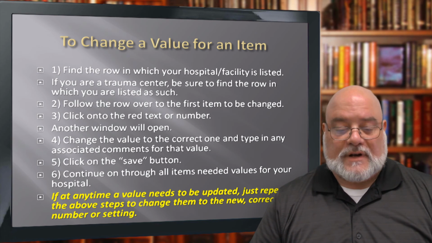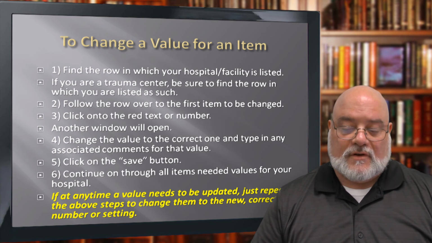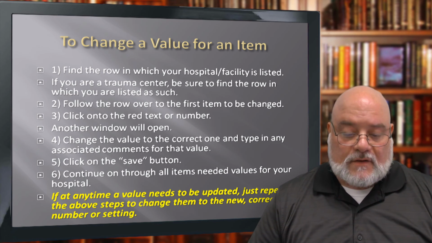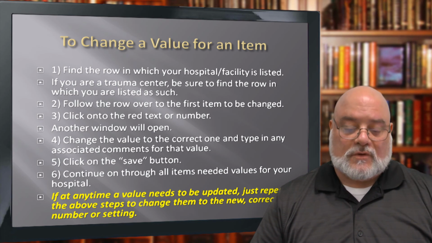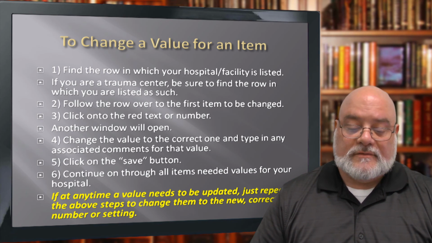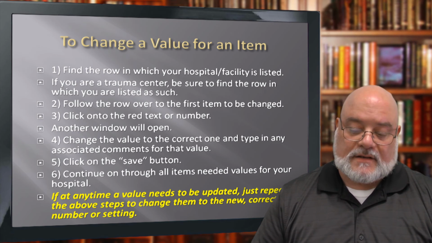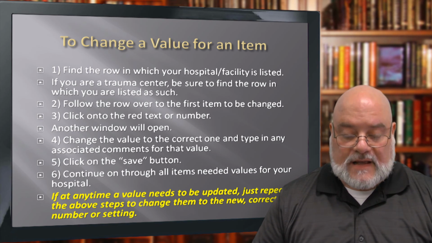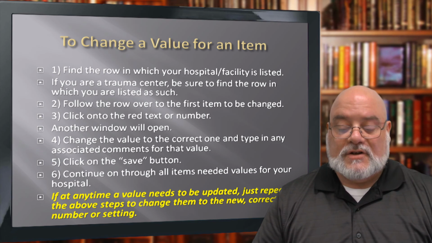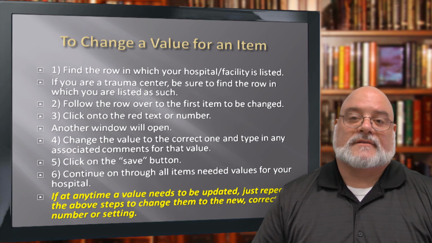So to change a value for an item, find the row in which your hospital facility is listed. If you're a trauma center, be sure to find the row in which you are listed. Follow the row over to the first item to be changed. Click on the red text or number. Another window will open. Change the value to the correct one and type in any associated comments for that value. Click on the saved value. Continue on through all the items needed for your hospital. If at any time a value needs to be updated, just repeat the above steps to change them to the new correct number or setting.